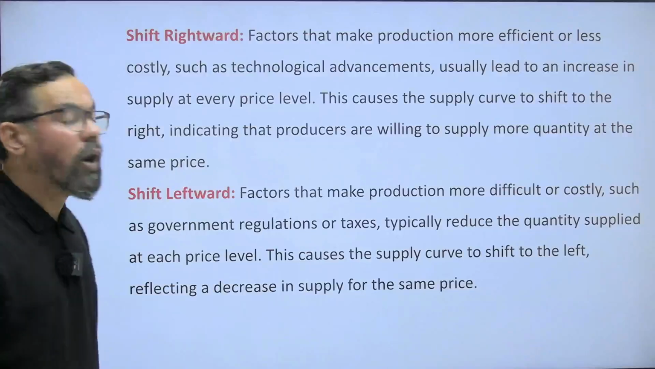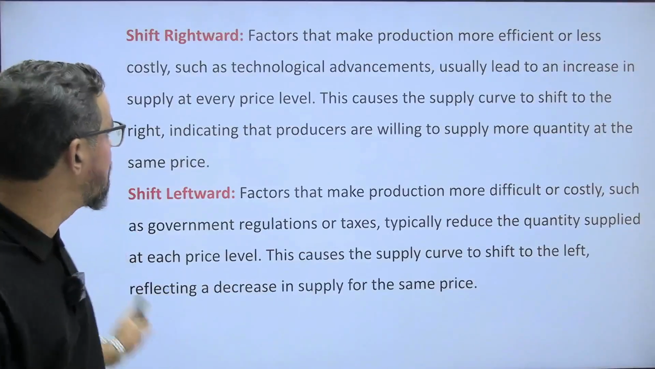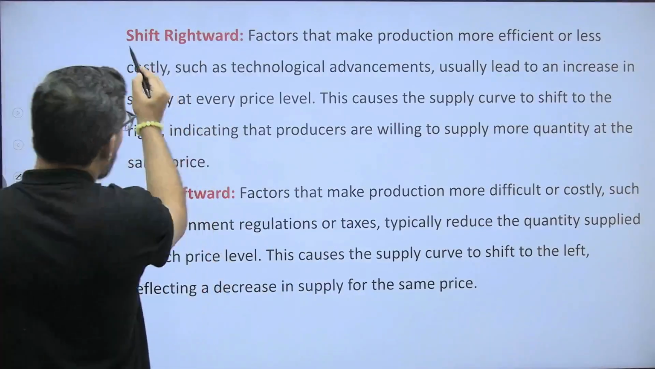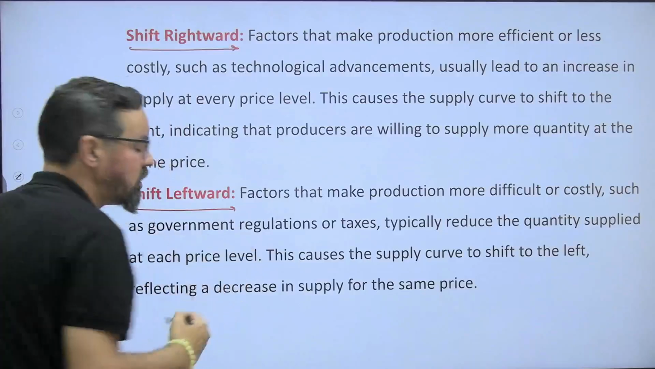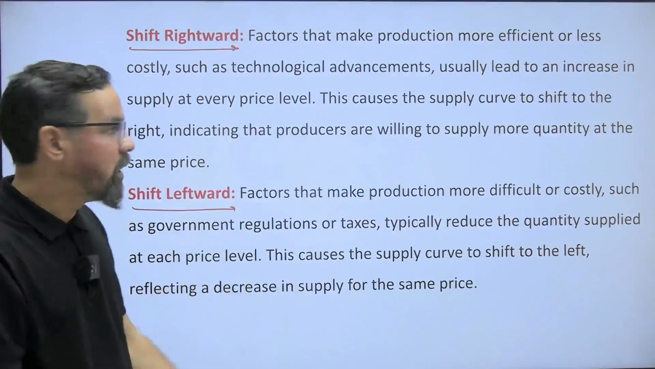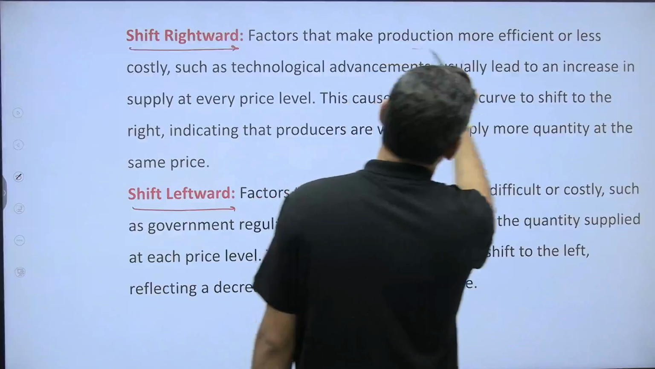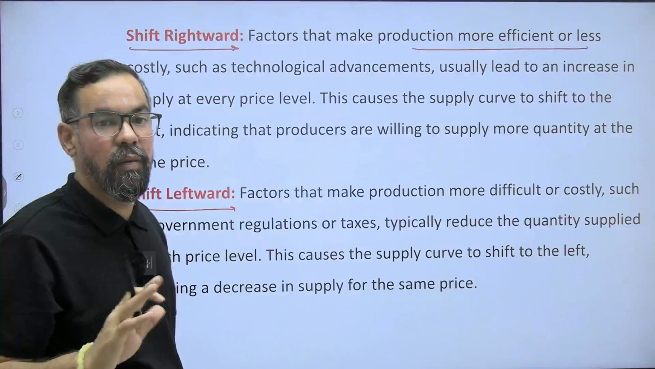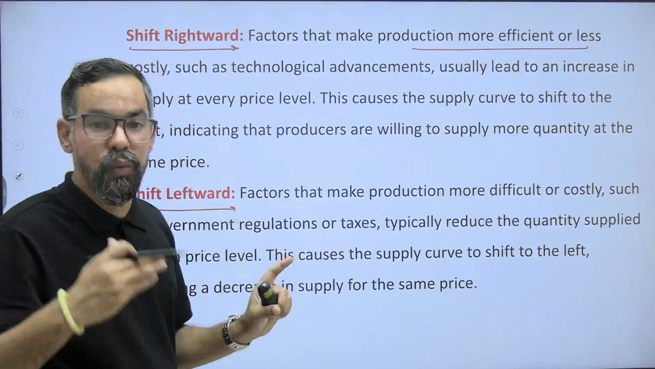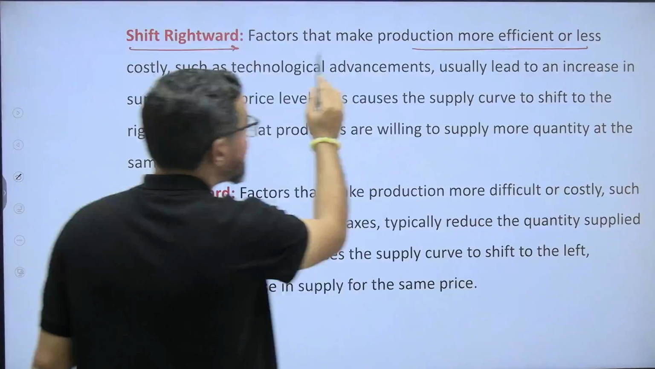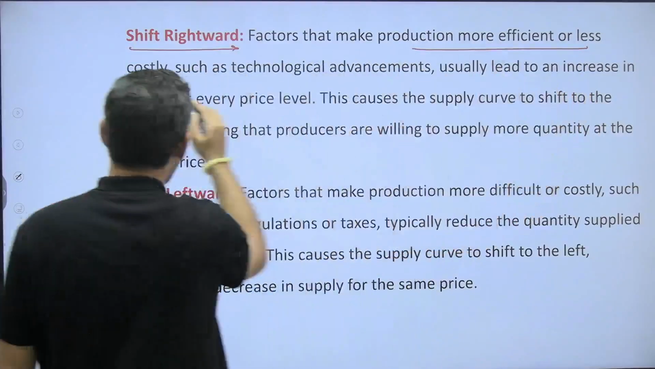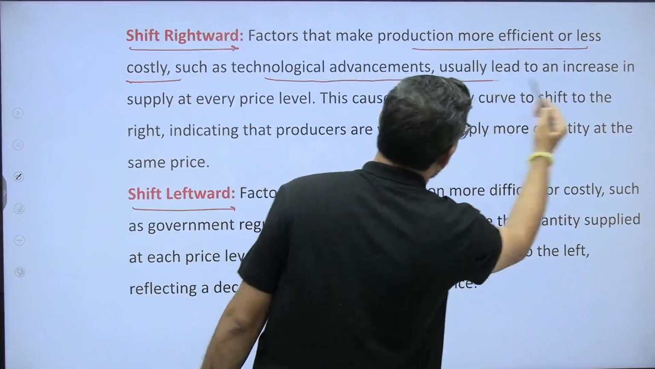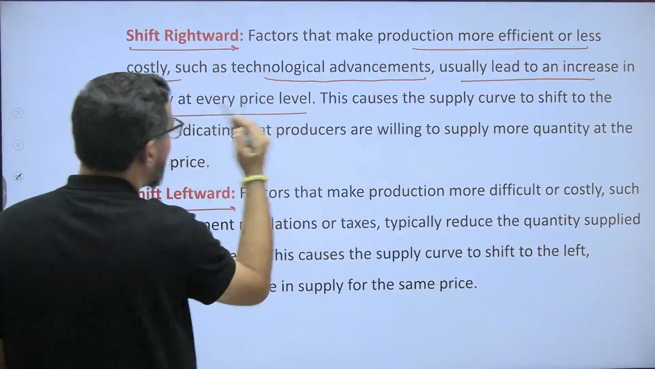Okay? What are the reasons why the demand curve moves rightwards or leftwards? That is given here. These are some additional readings which will help make your understanding stronger, right? So, factors that make production more efficient, or sorry, supply curves. What are the scenarios when the supply curve moves rightwards or leftwards? Factors that make production more efficient or less costly, such as technological advancement, usually lead to an increase in supply at every price level.